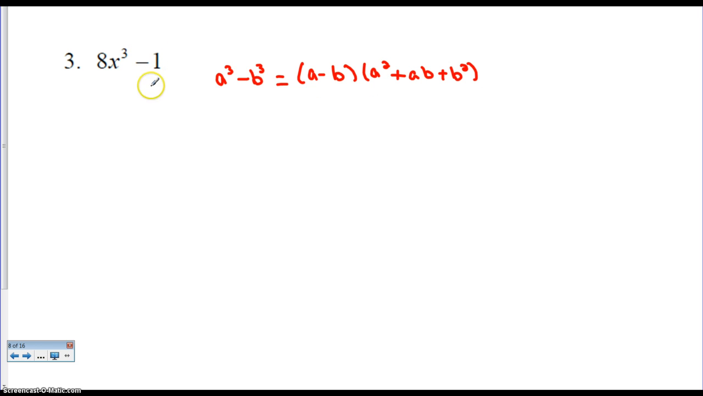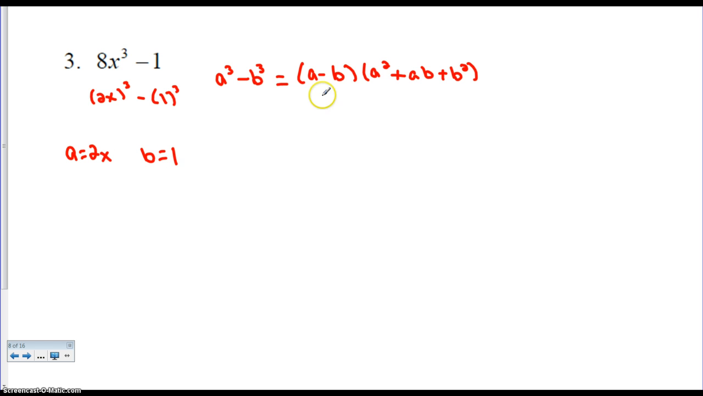So this one's slightly more complicated because I have something being cubed. Now I notice that 8 is a perfect cube because I know that 2 taken to the third power gets me 8. So in this case, I know 2x cubed gets me that quantity. Now what cubed gets me 1? Well, that's 1 cubed. So I know my a term is 2x and my b term is 1.